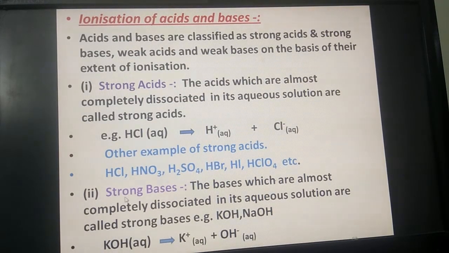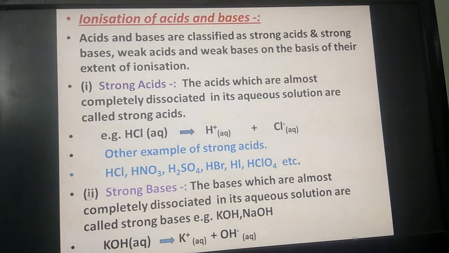Then what is meant by a strong base? Similar to strong acids, the bases which are almost completely dissociated in their aqueous solution are called strong bases. Examples: potassium hydroxide and sodium hydroxide. Potassium hydroxide is a strong base, so it ionizes completely and gives K+ plus OH-. This potassium hydroxide is a strong base, therefore it is represented by a single arrow.